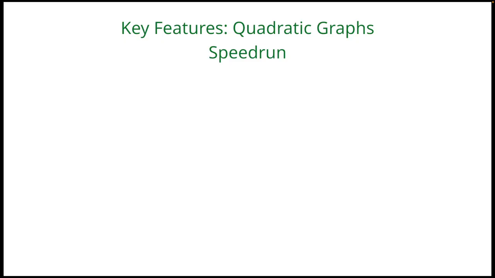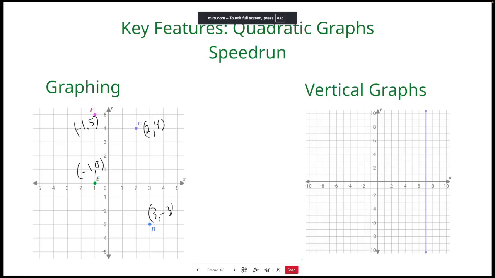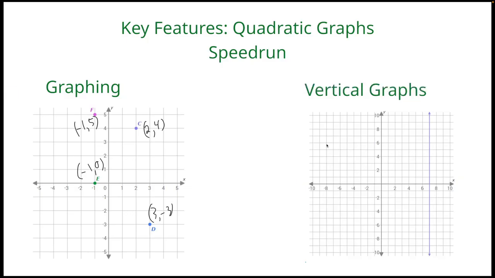This is what you have to know before you attempt this lesson. All right, firstly, you should be familiar with graphing, right? You should be able to locate points and say where they're at. So E is at -1, 0, C is at 2, 4, so on and so forth. Secondly, you should be able to look at this vertical line, up and down, and say, oh, I know that the equation of this vertical line, this purple line, is x equals 7. All right, if you don't know how to graph or do vertical graphs, then you should not be starting this lesson. Please go watch the refresher videos that I will link in the description below.